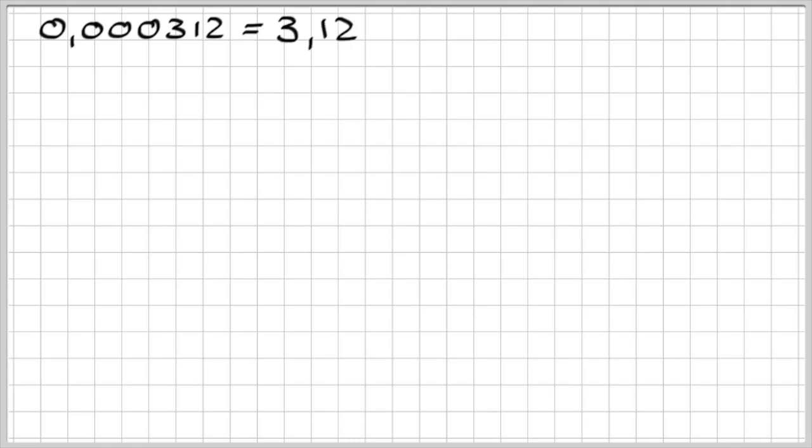So, 3,12 multiplied by 10 to the power of, is it a large number or a small number? It's a small number. So therefore, there's going to be a negative in my exponent. How many times do I move that comma? 4 times. So 3,12 times 10 to the negative 4.